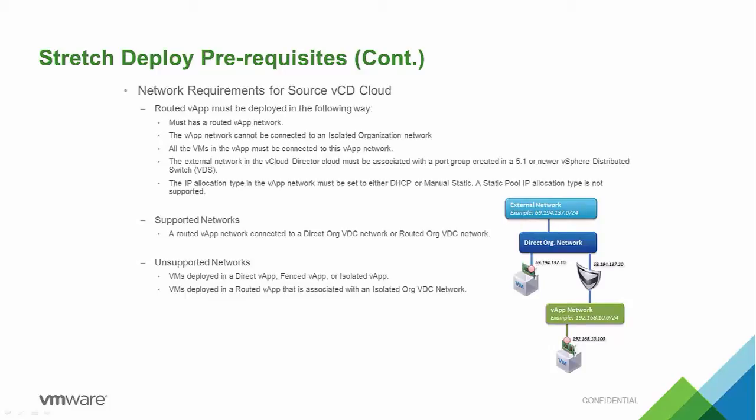So just to recap, supported networks on a source VCD cloud is a routed vApp network connected to a direct org VDC network or routed org VDC network. Unsupported networks include VMs deployed in a direct vApp, fenced vApp or isolated vApp, or VMs deployed in a routed vApp that is associated with an isolated org VDC network.